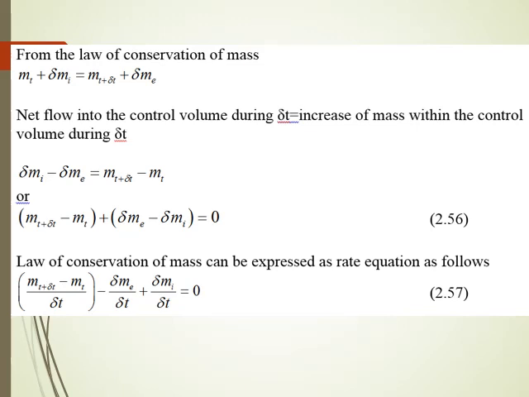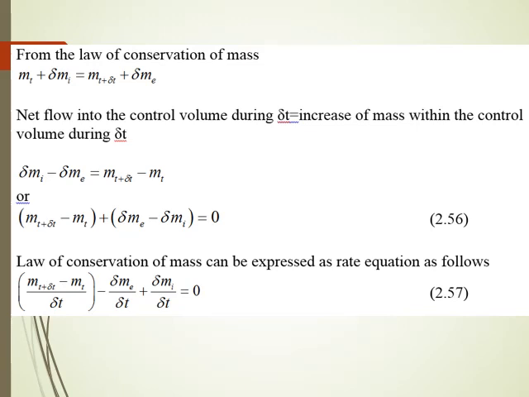So the law of conservation of mass can be expressed as a rate equation as follows: m_(t+delta t) minus m_t upon delta t, minus delta m_i upon delta t, plus delta m_e upon delta t, is equal to 0, as shown by the last equation on the slide.